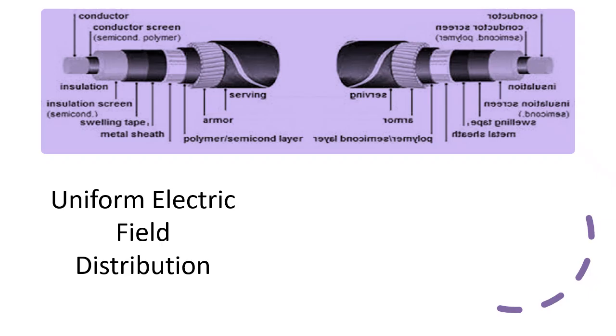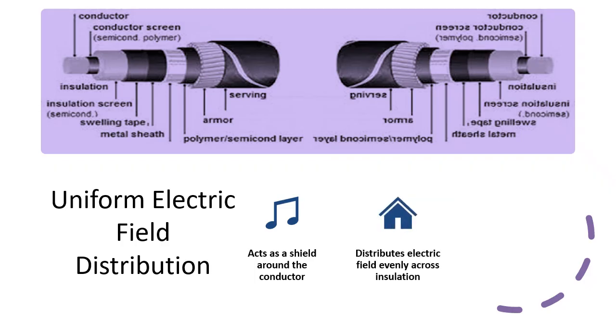Uniform electric field distribution. The semiconductive layer acts like a shield around the conductor. It distributes the electric field evenly across the insulation instead of allowing it to cluster in one spot. This uniformity prevents high stress points, resulting in stable, reliable, and long-lasting cable performance.